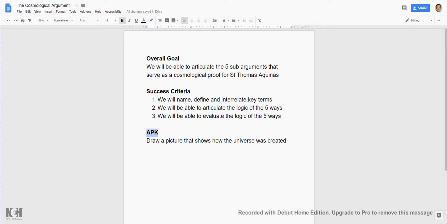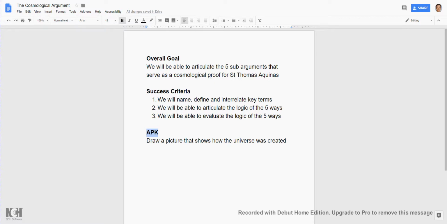Well, our success criteria are, number 1, we're going to name, define, and interrelate key terms. We always do that. Those key terms come together to form premises, and those premises then come together to form conclusions, be they based on inductive or deductive logic. You'll probably find that a lot of St. Thomas's logic is inductive, and I think you'll see why. Except for one argument. One argument is incredibly deductive, and it is the possibility to actuality. I think that's the argument. Anyway, we'll look at it later.